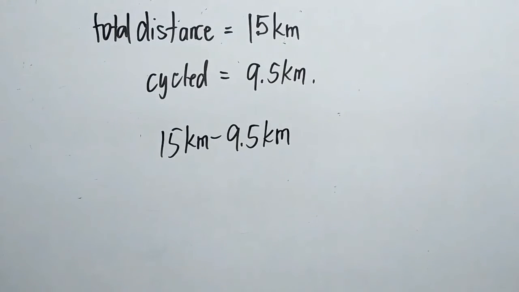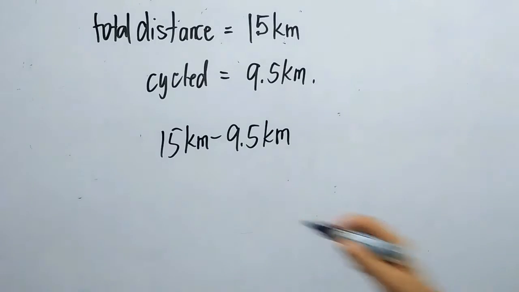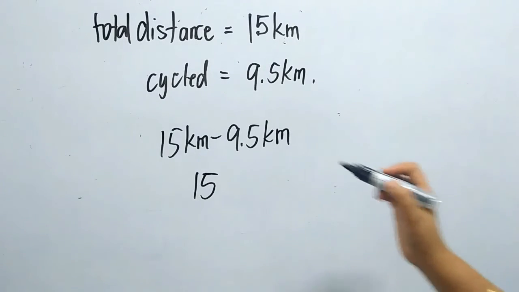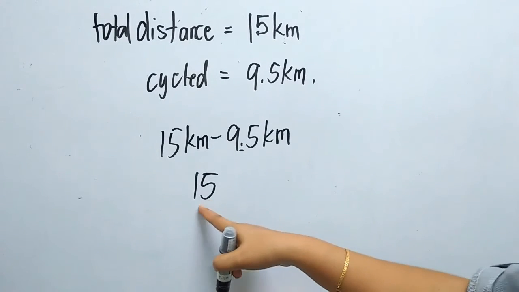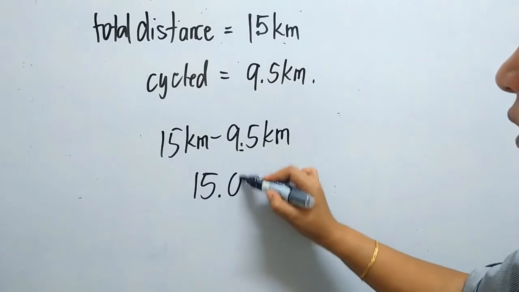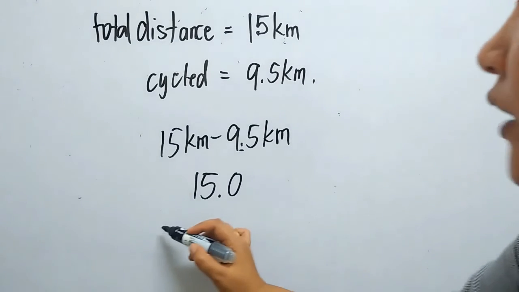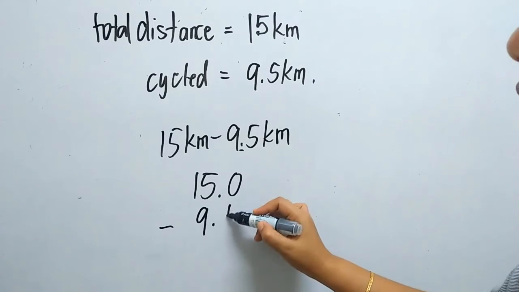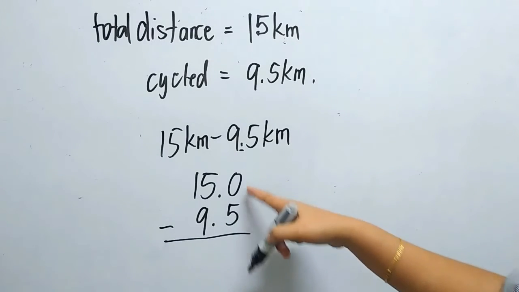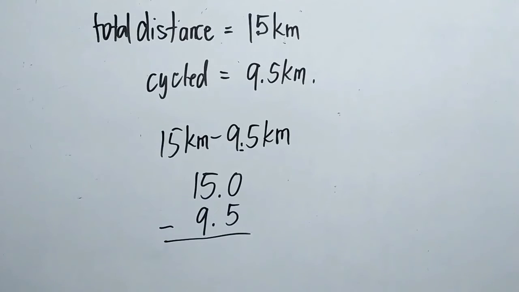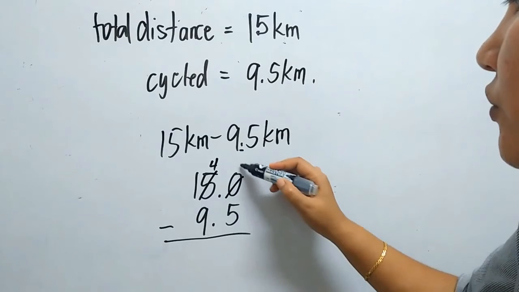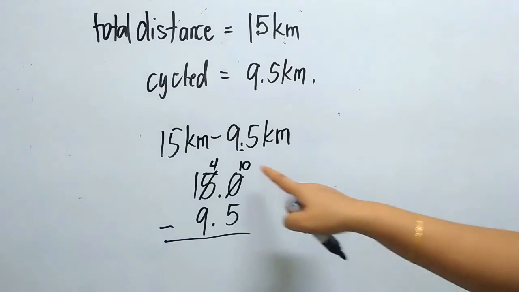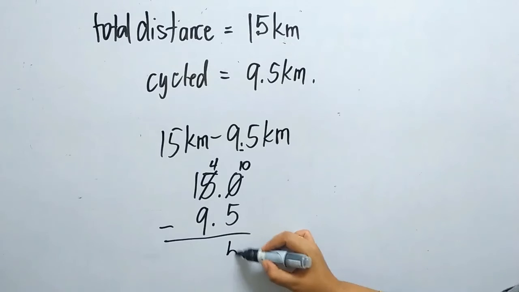How are we going to subtract this? This is decimal. So what we're going to do is to align the numbers having decimal point. But teacher, 15 doesn't have a decimal point. 15 means 15.0. So let's subtract minus 9.5. 0 minus 5 cannot. So we need to borrow from 5. It will be 4 and 0 becomes 10. 10 minus 5 is 5.